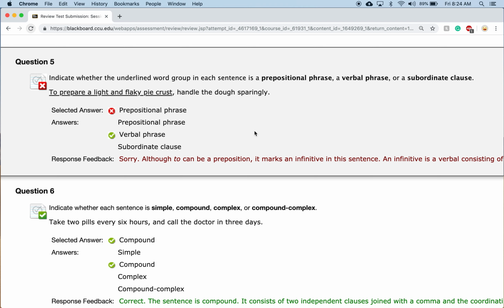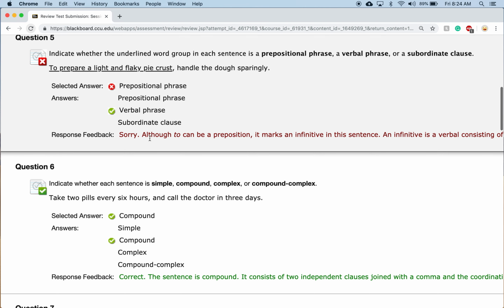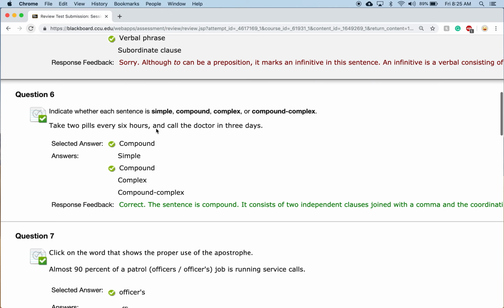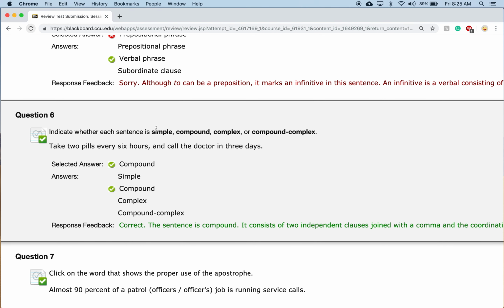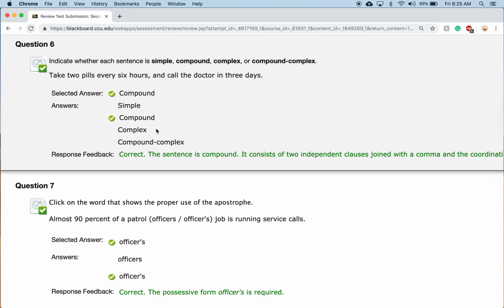To prepare a light and flaky pie crust. The truth is, to prepare is an infinitive. It's the raw form of the verb. And I looked at it quickly and said, oh, that's a prepositional phrase. So I put prepositional phrase. But really, it's a verb because it's the raw form of the verb, so it's a verbal phrase. It's just a phrase starting out your sentence. Do not worry about that lingo. It's not the end of the world.